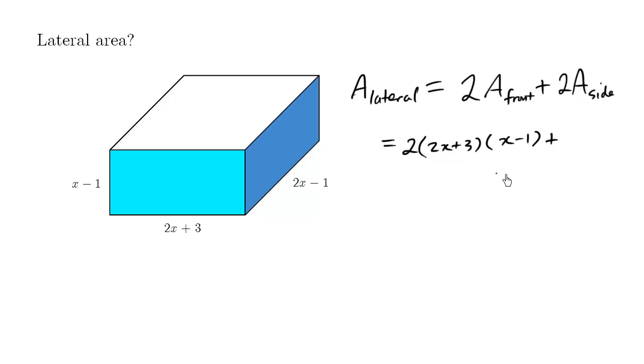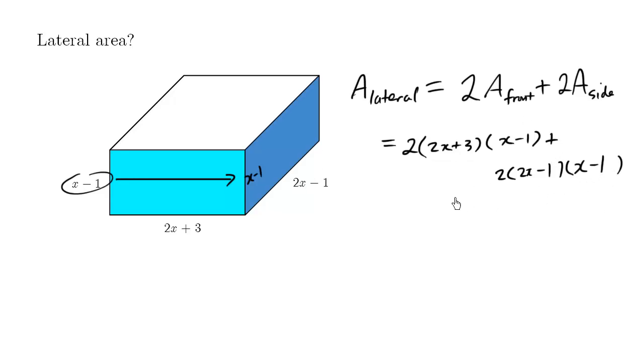plus 2 times area of the side, and the area of the side would be this rectangle, and the formula for a rectangle would be the bottom, 2x minus 1, times the height. Now this height happens to be x minus 1. So when dealing with these types of drawing pictures questions, surface area, we have to be able to carry information over, and that's a very good strategy. So this also happens to be x minus 1. So this is the height of this rectangle, x minus 1.